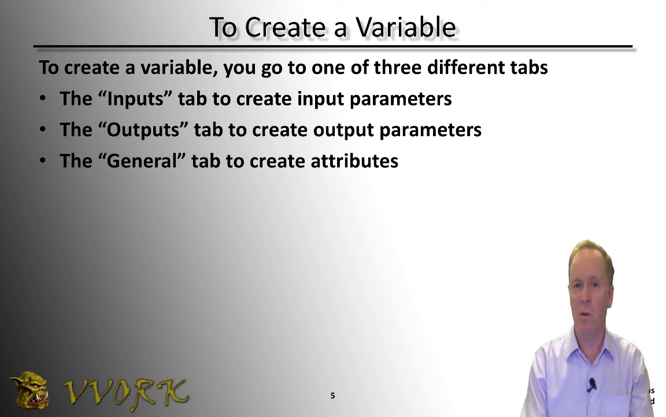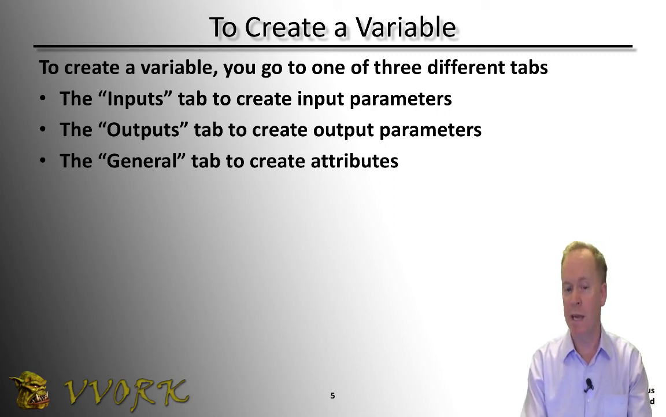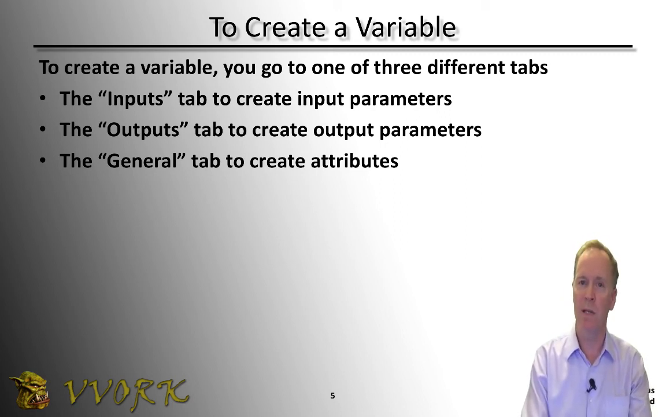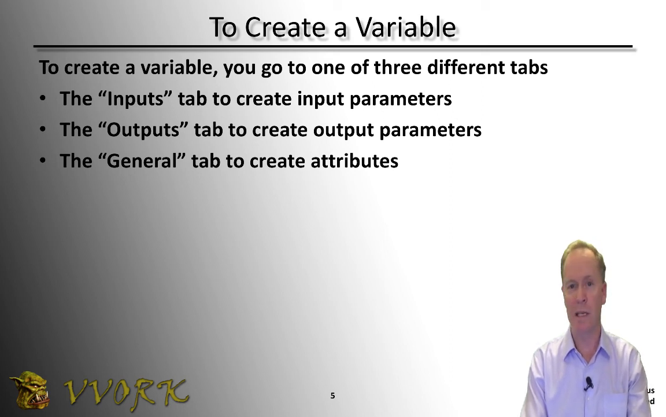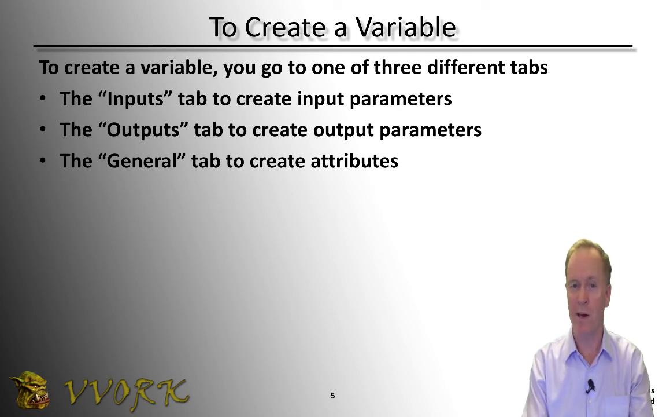To create a variable, you can do that using different tabs in the vRO client. There's the Inputs tab, that's used for creating input parameters. There's the Outputs tab, used for creating output parameters, and the General tab, which is used to create another type of variable called an attribute. So inputs is easy to remember, outputs is easy to remember, but try to file away in the back of your brain that there is no attributes tab, but rather you go to the General tab.